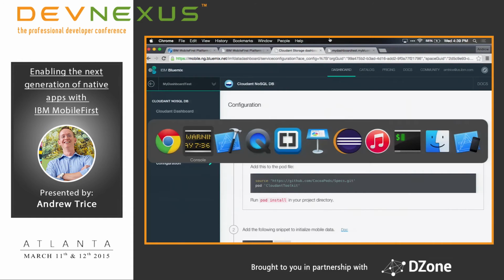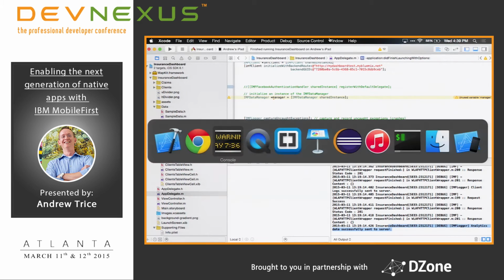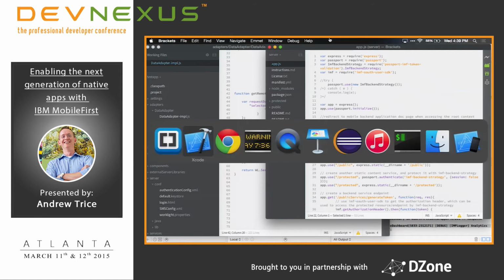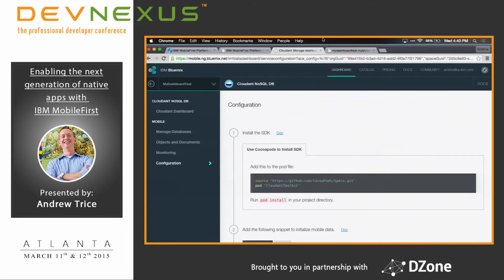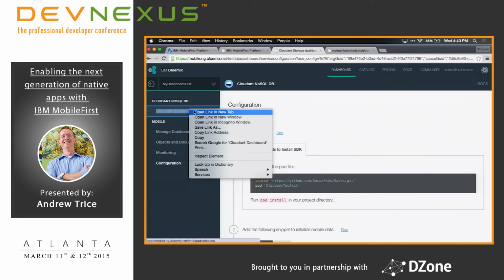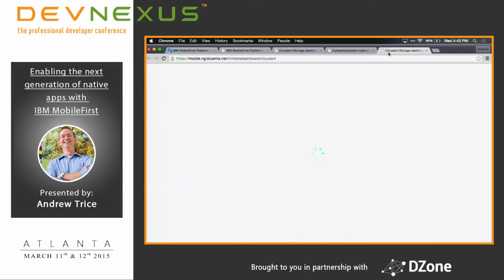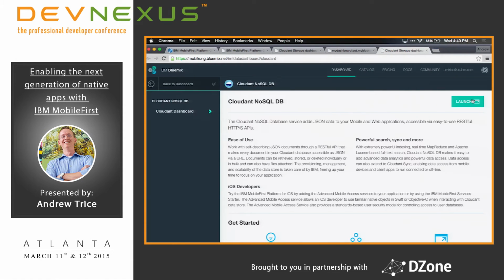Now, the app that we are looking at here, all the data that's showing up right here, this is actually coming from the Cloudant database. And I'll jump over to the Cloudant dashboard. We'll open this new tab. And wait on the network.